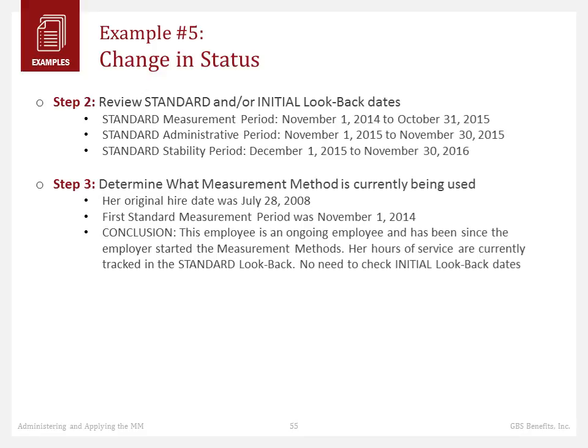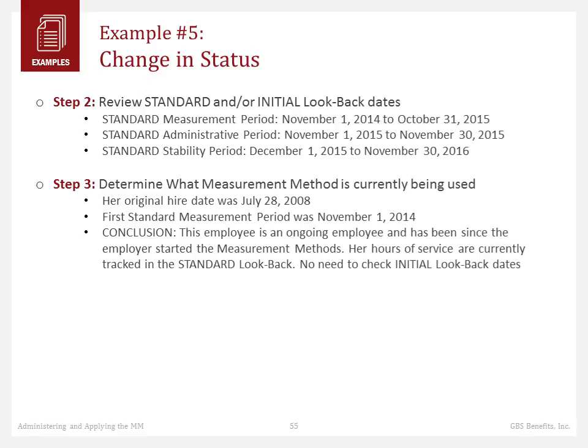Okay, step 2 is review standard and or initial look back dates. We're not reviewing initial because it's not applicable here, but we're going to look at the standard. The standard measurement period for this employer is every year on November 1st. And the standard stability period starts every year on December 1st, and they have a 1-month administrative period.